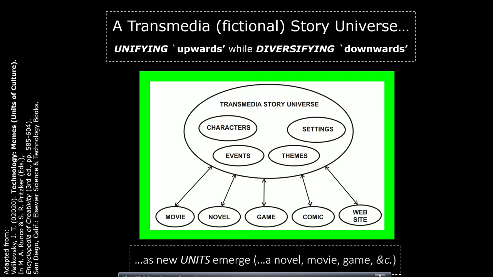And this is an interesting view of how culture grows somewhat like biology, in terms of when you have a transmedia story universe, say Harry Potter or Star Wars, The Matrix, etc. Every time you have a new unit added, such as a movie or a novel, a game or a comic or a website, any new unit of culture, the whole universe, the whole transmedia story universe grows, so it unifies upwards because it's all still the same transmedia world, and also diversifies downwards into, or speciates into, different forms of media.